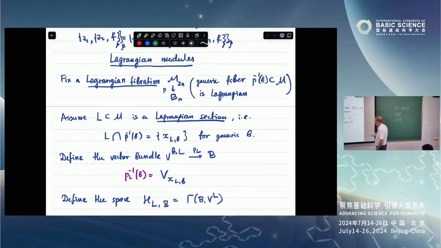Again, it means that the generic fiber is Lagrangian. There could be singularities. So this is basically like fixing a classical integrable system. So let's assume that we have a Lagrangian section of this Lagrangian fibration. It's a very rare situation, but let's assume that we have it. So L is intersecting every fiber in one point. The Lagrangian fibration is something like this, and the Lagrangian section is something like this. So we have these intersection points. I denote them X_L(B). In this picture, we have fibers P inverse of B.